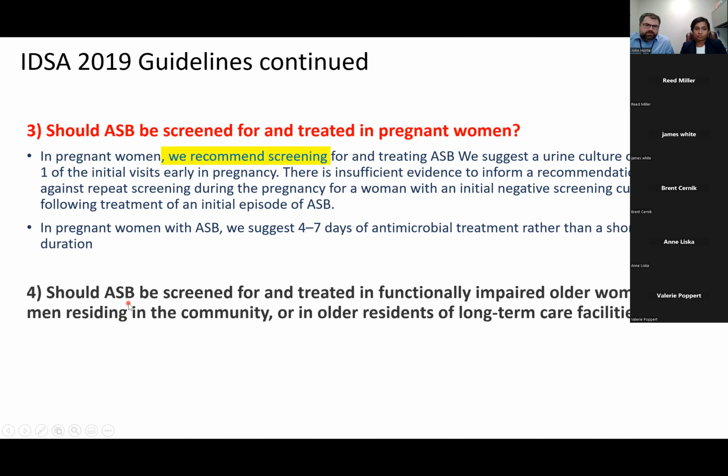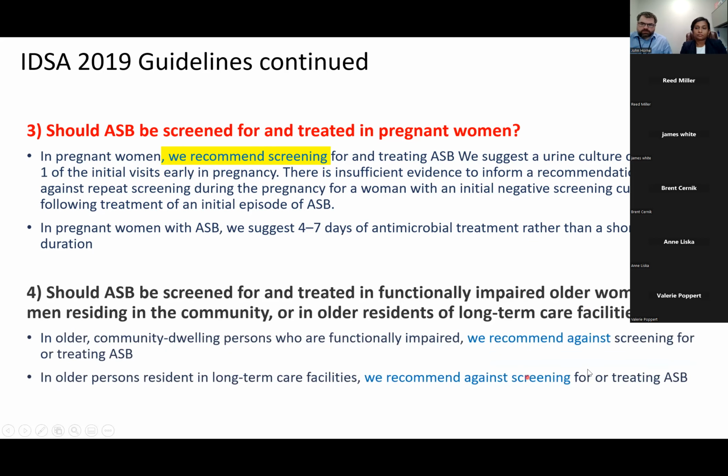Should asymptomatic bacteriuria be screened for and treated in functionally impaired older women or men residing in the community, or in older residents of long-term care facilities? In older community-dwelling people who are functionally impaired, we recommend against screening. And in residents of long-term care facilities, we recommend against screening. So again, this is important to know: in elderly patients and long-term care, we should not be screening.